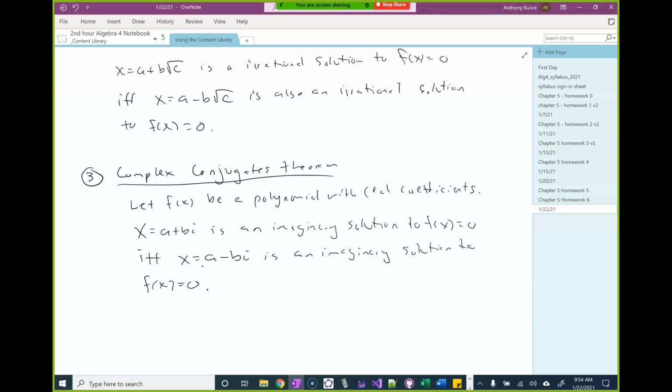Yes, sir? It says polynomial with, and then what does that say? Real coefficients. And now you'll notice that I've been kind of specific in a lot of these theorems about what the coefficients for our polynomials had to look like. In this class, we're only going to deal with polynomials with integer coefficients. So all of these theorems are going to work because integers are real numbers. They're also rational numbers, so we don't have to worry about any of that. All these theorems are going to apply to the problems that we're going to deal with in this course.